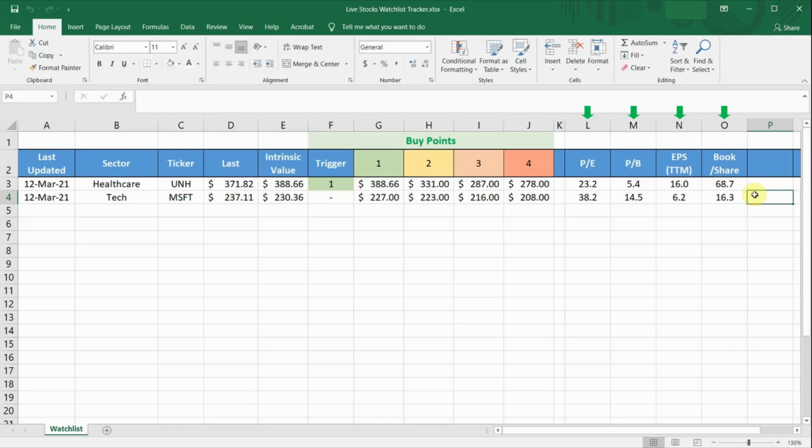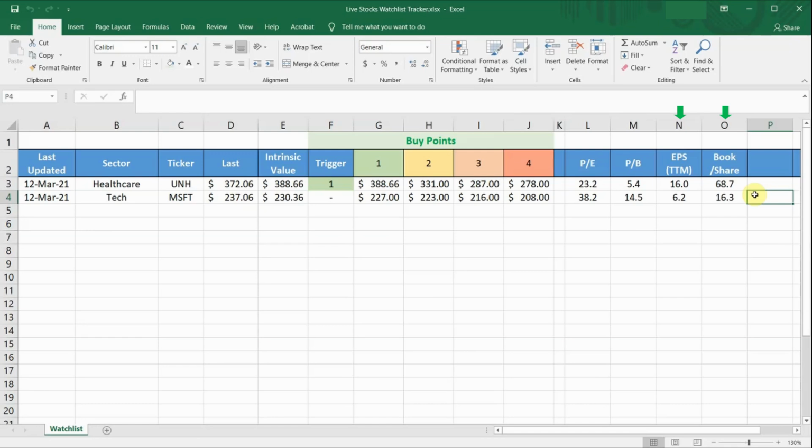Moving on to columns L and O, these are just additional financial information of the company that I keep track of as well. For column L, this is the price to earnings ratio, or PE ratio, which is calculated using the last done price in column D divided by the earnings per share in column N. Column N is the earnings per share TTM, which stands for trailing 12 months, or the earnings per share for the last 12 months. Column M would be the price to book ratio, or the PB ratio, which is calculated using the last done price in column D divided by the book value per share in column O. So columns N and O are manual inputs.